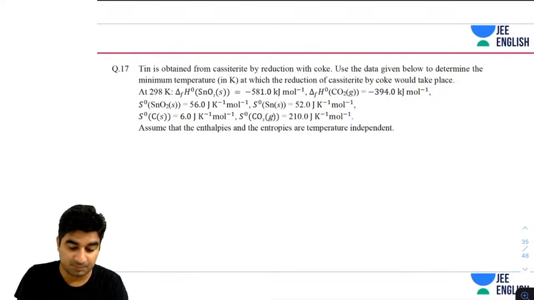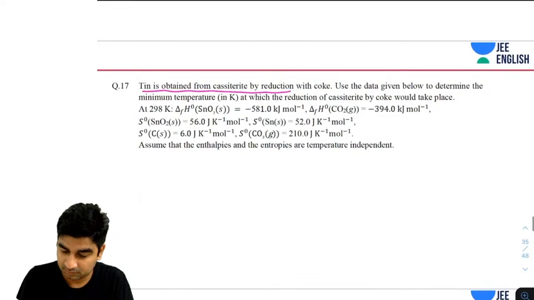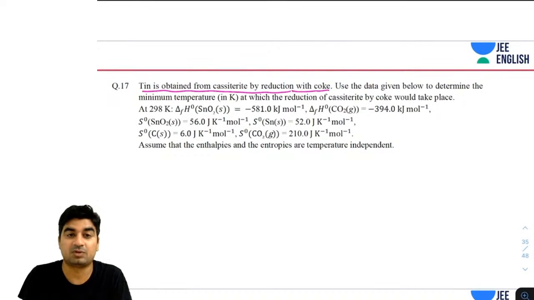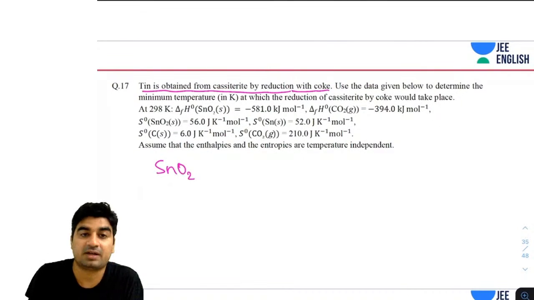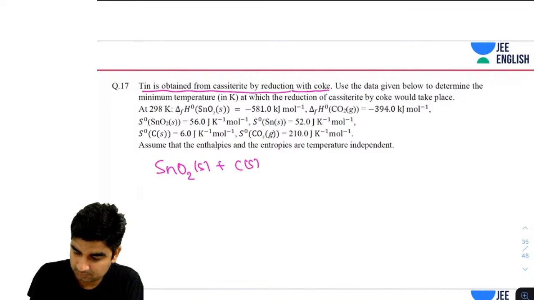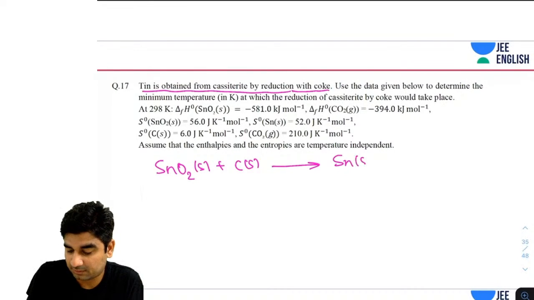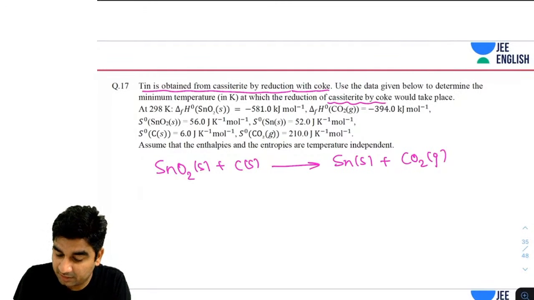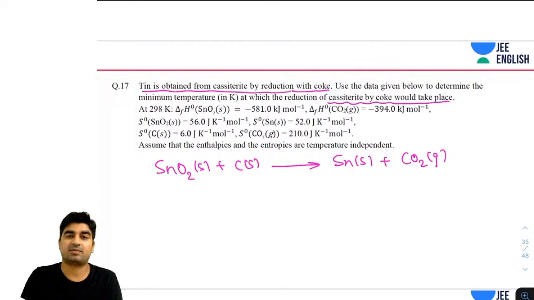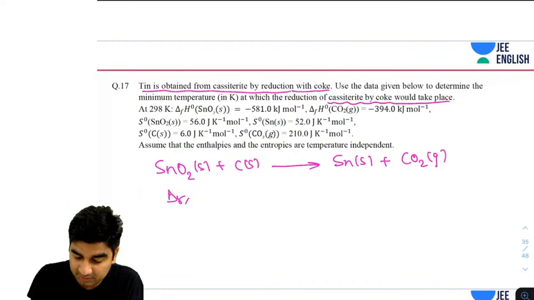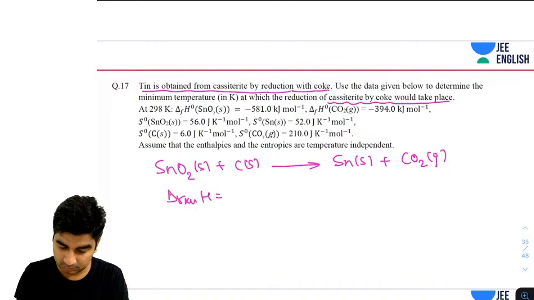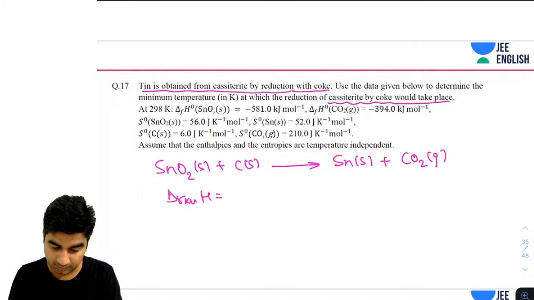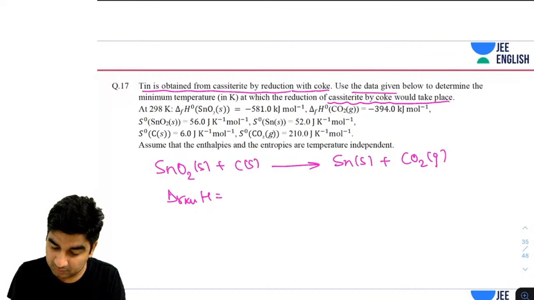So guys, just read it. Tin is obtained from cassiterite by reduction with the coke. You should have knowledge about this from metallurgy, guys. And you will be getting tin plus CO2 plus, at which the reduction of cassiterite by coke would take place. So this is taking place. Now enthalpy of reaction would be, at which the reduction.